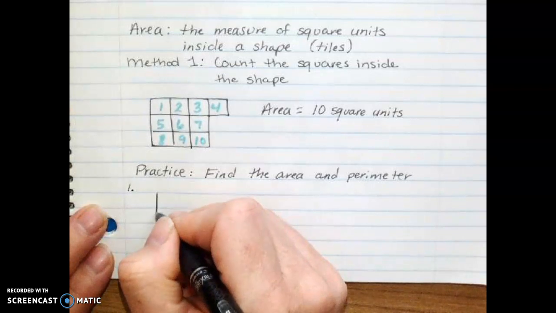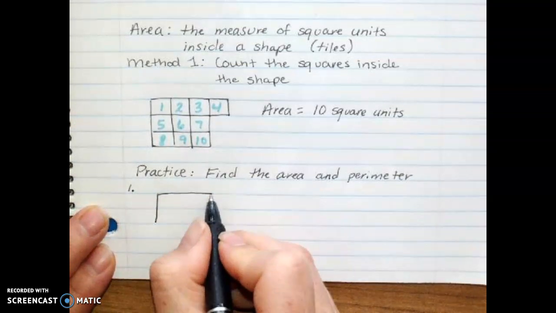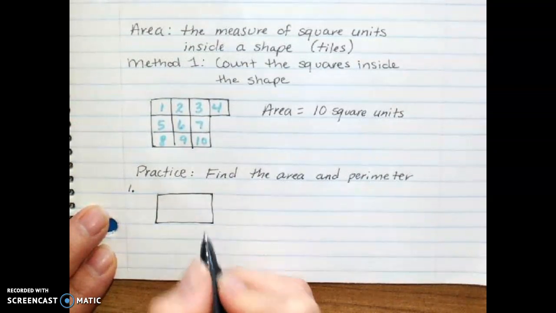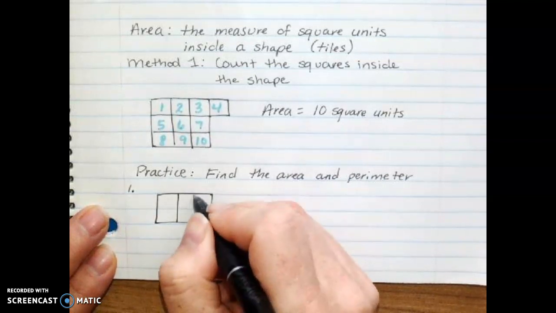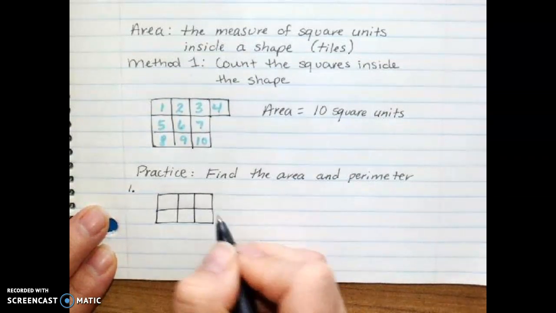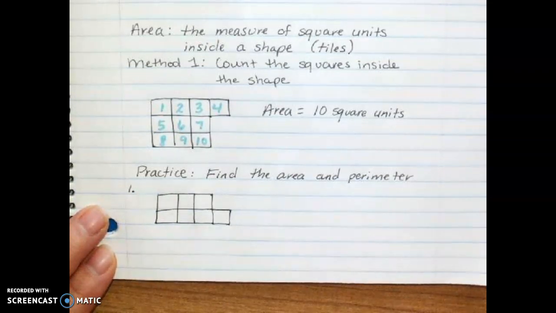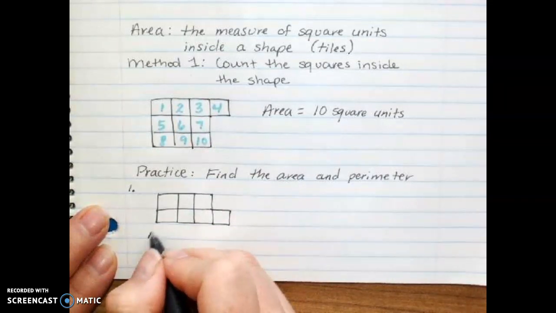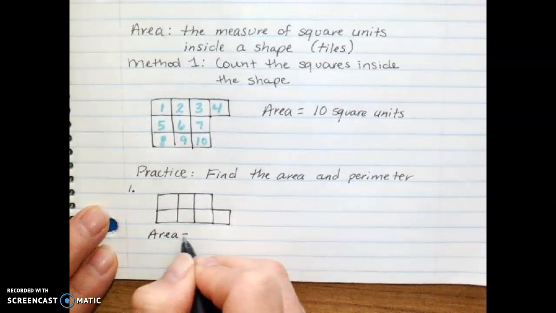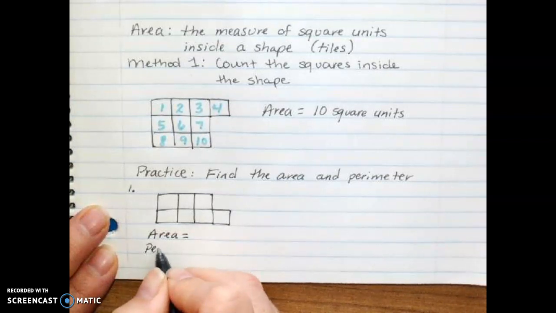Skip a line and draw a rectangle. Divide the rectangle into 6 squares, and then add an extra square sticking off the bottom corner. Please make sure you have enough room to write your answer for the area and the perimeter.